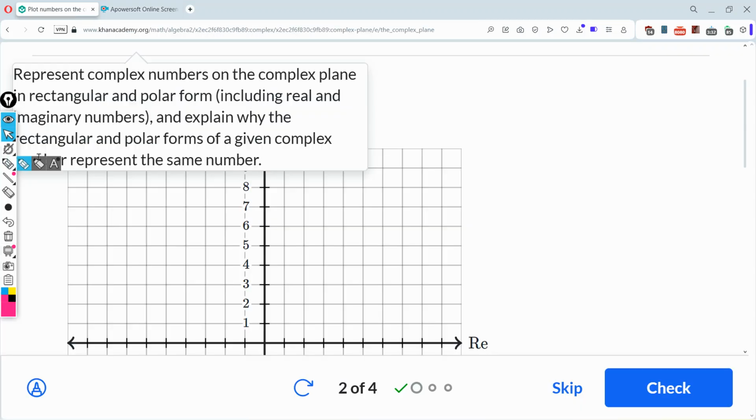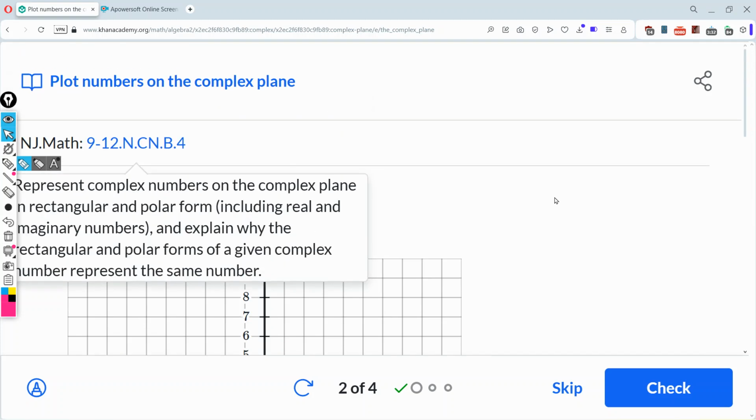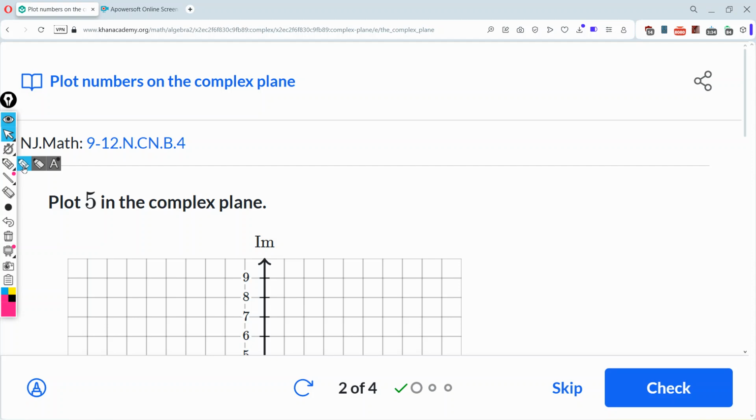All right, so here it says plot 5 in the complex plane. So we can pretend 5 is the same as 5 plus 0i. So the real part is 5, and the imaginary part is just 0.